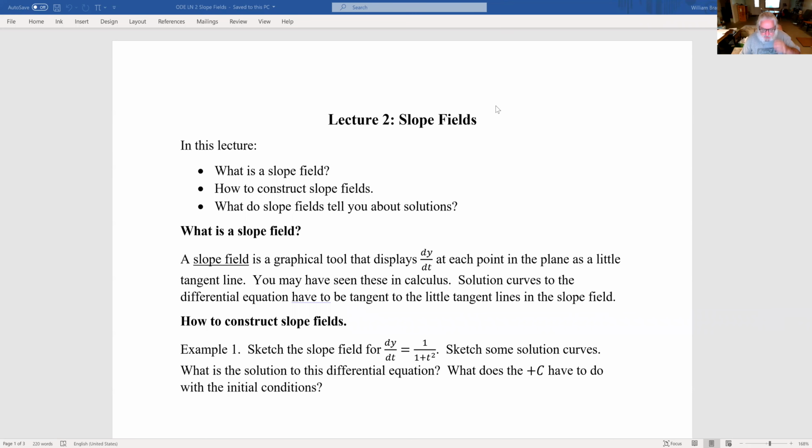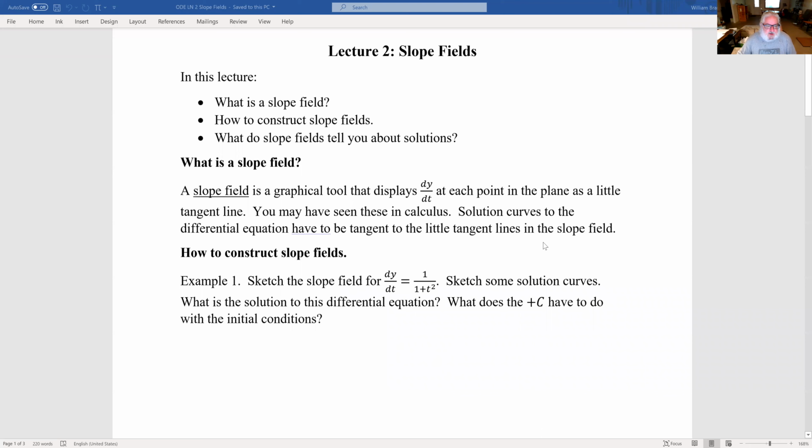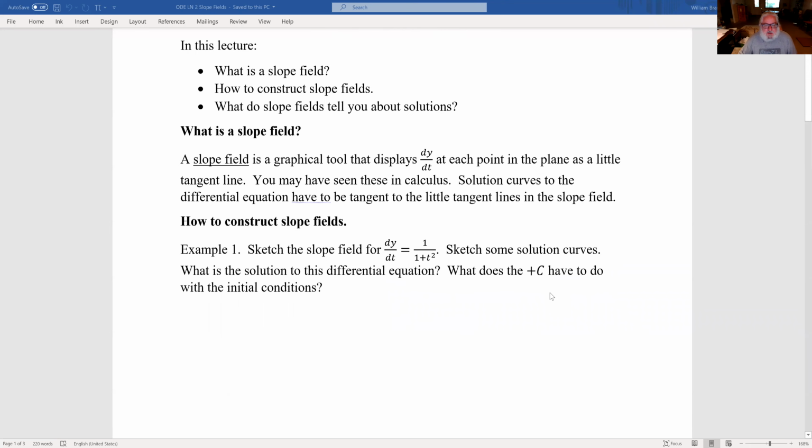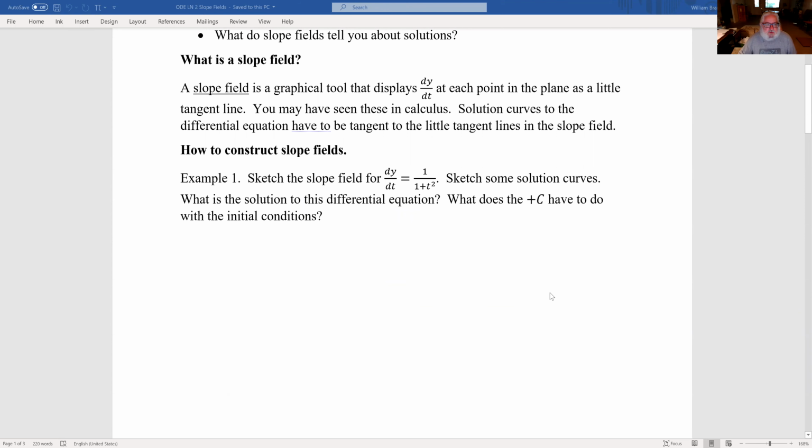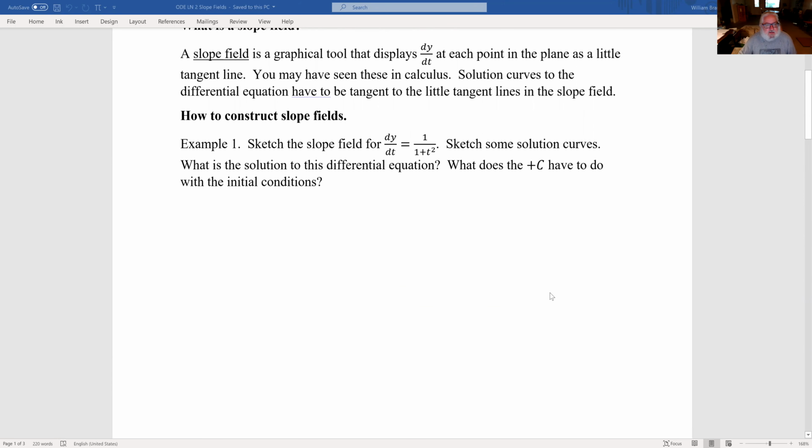Okay, moving on, we're going to talk about slope fields a little bit. And we'll talk about what is a slope field, how to build them, and what do they tell you about solutions to differential equations. So a slope field is a graphical tool, displays dy/dt, the slope, at each point in the plane, and it gives you a little tangent line. And you may have seen this sort of thing in calculus. Solution curves to the differential equation have to be tangent to the little tangent lines in the slope field.